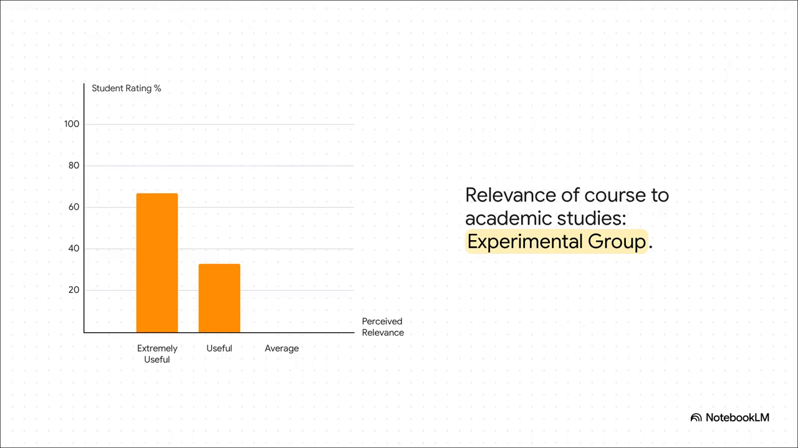Okay, now let's flip over to the experimental group. It's a complete 180, a full 100%. Every single student found the course either useful or extremely useful for their degrees. And 2/3 of them said extremely useful. The difference is just, it's stark. There's really no other word for it.